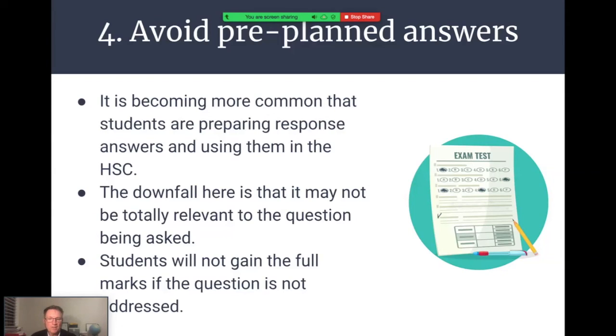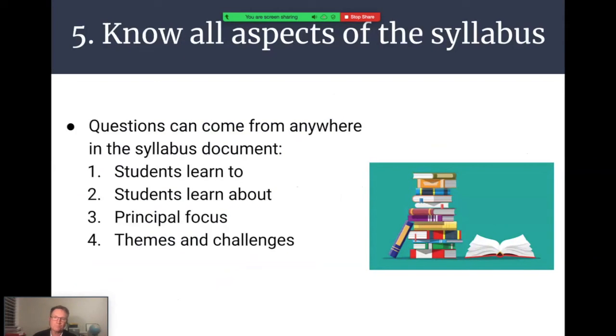Students will not gain the full marks if the question is not addressed. Simply writing out a prepared answer is very unlikely to properly address the question. You must address the question. The best way to do that is to make sure you sum up every paragraph using the key words from the question. Most importantly of all, know all aspects of the syllabus. You need to know the students learn about part of the question, the principal focus, which is typically justice, and the themes and challenges. The question could come from any one of those four areas.